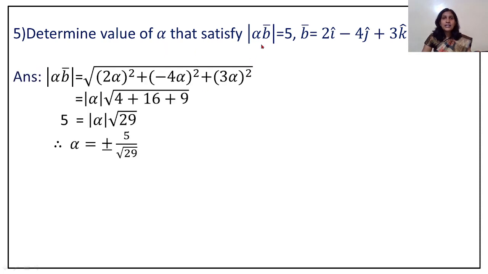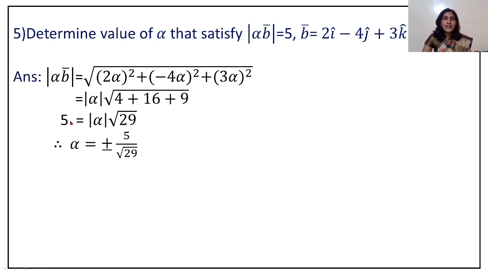So what is the solution? Here the magnitude of alpha b bar is equal to 5, which is given. How do we find the magnitude? Square root of the sum of the squares of its coefficients. If we multiply b bar by alpha, it becomes 2 alpha i cap minus 4 alpha j cap plus 3 alpha k cap. So its magnitude is the square root of (2 alpha) squared plus (minus 4 alpha) squared plus (3 alpha) squared.